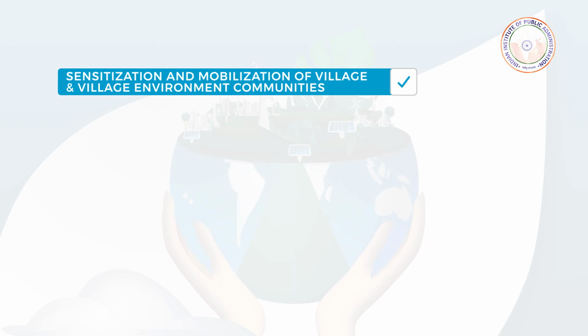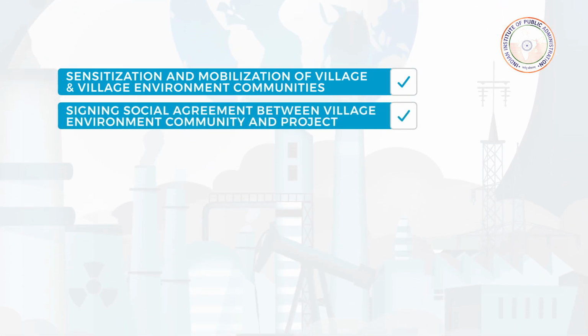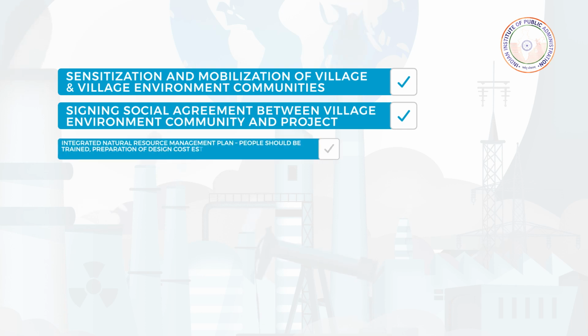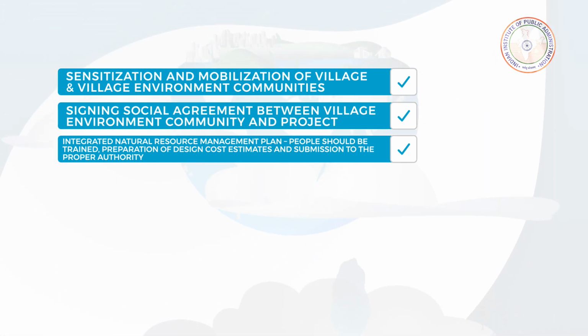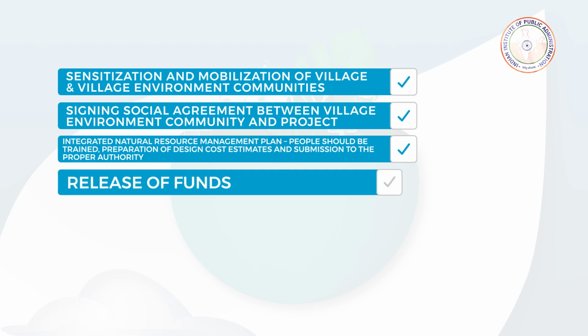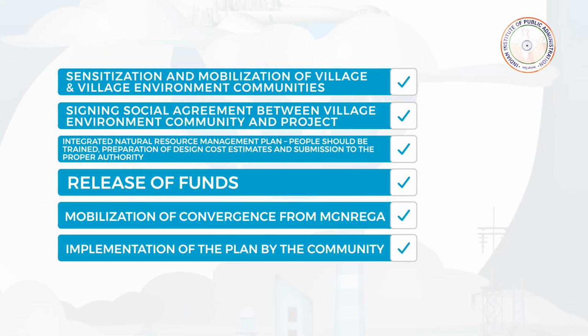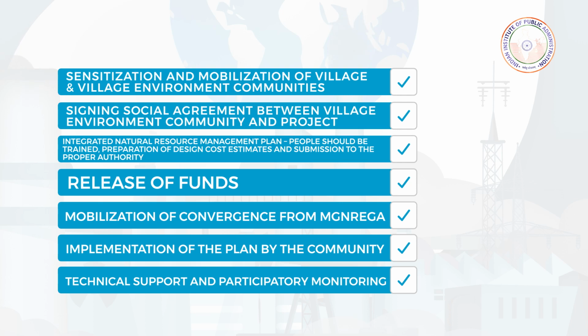For sustainable implementation strategies, even up to grassroots level, there are several steps. One is sensitization and mobilization of village and village environmental committees, signing a social agreement between the village environment committee and the project, then an integrated natural resource management plan. People should be trained and prepared to design, cost estimate, and submit to proper authorities. Then release of funds, mobilization of convergence of funds from other sources like MGNREGA, implementation of plan by community, technical support and participatory monitoring.